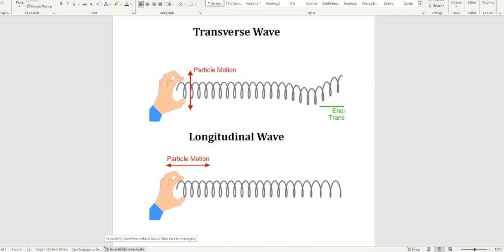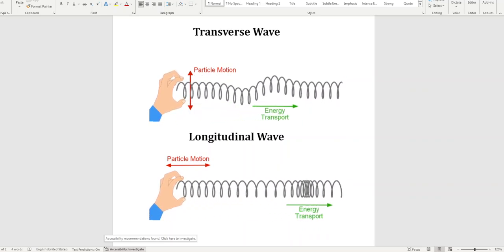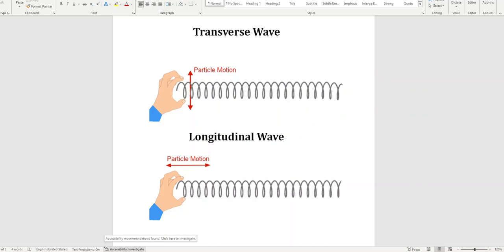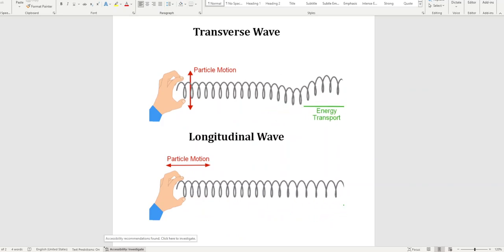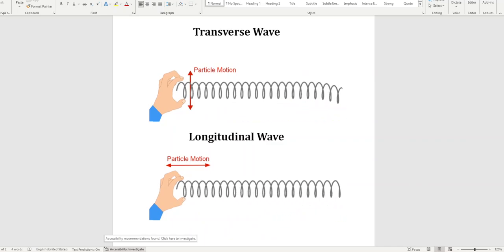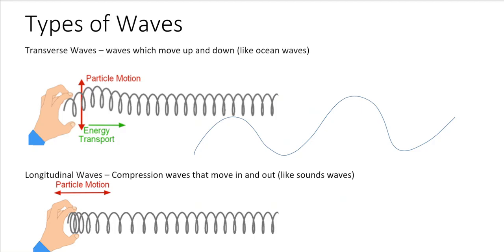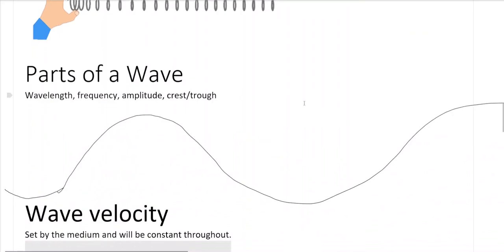So you can see the top one there is a transverse wave. The particle motion is perpendicular to the energy transport. So the particle motion is up and down while the energy transport is side to side. Longitudinal, the particle motion is the same direction as the energy transport. Okay, so those are the two types of waves, and they act in most ways the same, but in some ways slightly differently. So, parts of the wave.